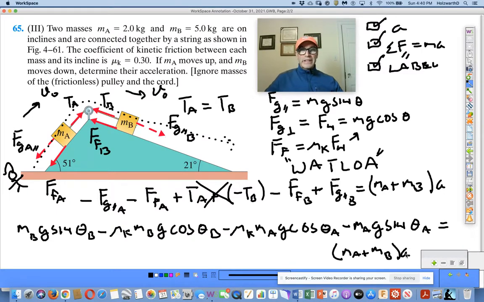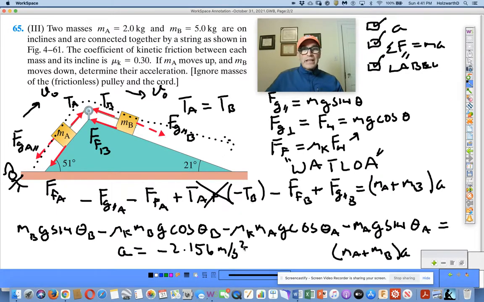Okay, now I'm going to leave it at that. The rest is algebra. So algebra, crush fingers. All right, when you plug and chug all that stuff in, 0.3 for the coefficient of kinetic friction, mass of A is 2 kilograms, mass of B is 5 kilograms, the angles 51 degrees and 21 degrees, keep it all straight, you're going to get the following answer. I'm going to look at my calculator because I did this before. You're going to get a equal to minus 2.156 meters per second squared.